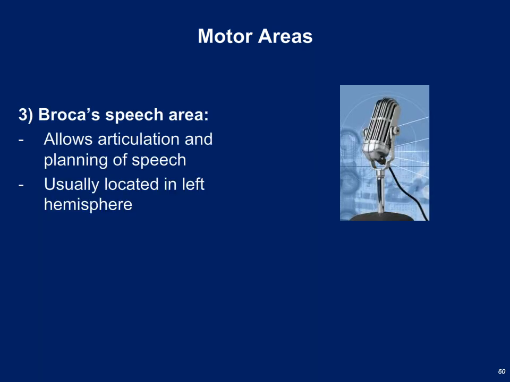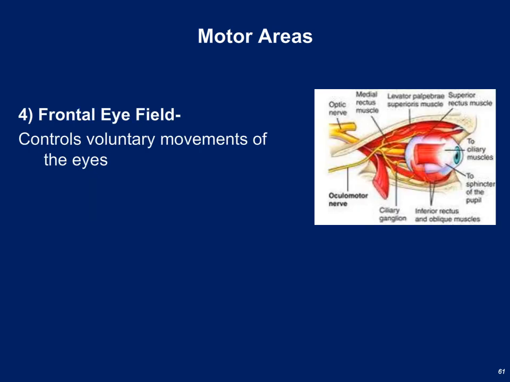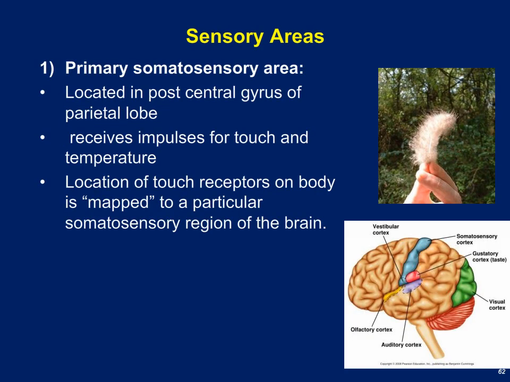Our next motor area is something called Broca's motor area, or Broca's speech area. And as the name implies, Broca's area allows the articulation and planning of speech. In most cases, it tends to be located in the left cerebral hemisphere. And so people that have damage to this hemisphere, let's say through a stroke, oftentimes will no longer be able to speak. Located adjacent to the prefrontal cortex is another motor region called the frontal eye field. The frontal eye field controls the voluntary movements of the eyes by directing the contraction of skeletal muscles that control the eyes.